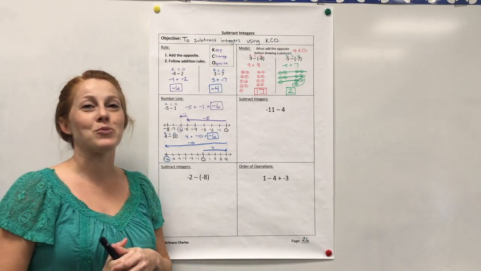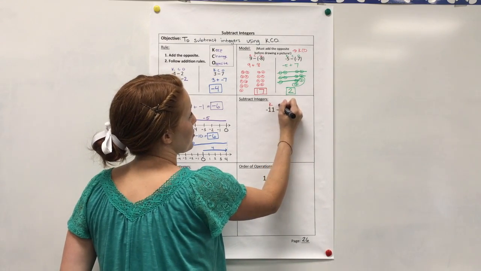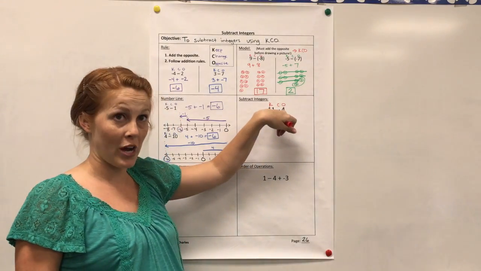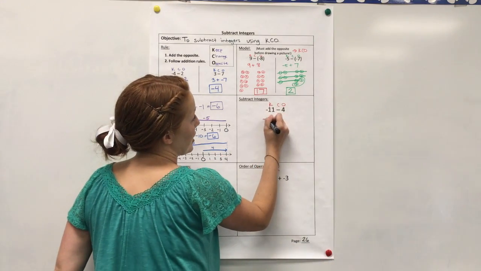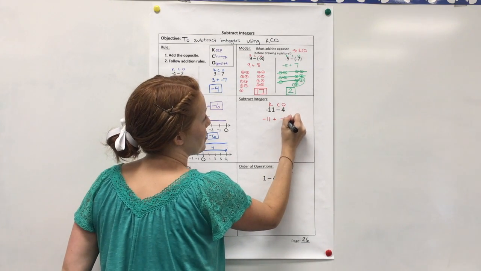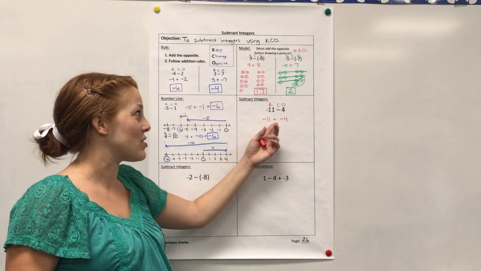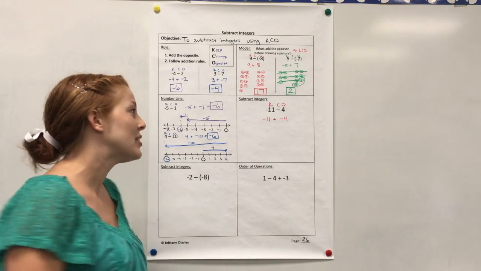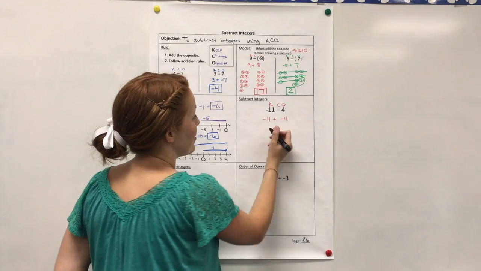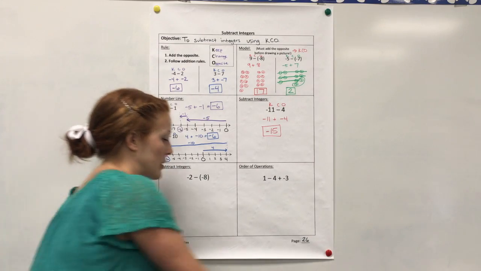Okay, now that you've had time to practice on your own, let's see how you did. First, we need to remember to do KCO. Remember, you're only going to do keep, change, opposite when it starts as a subtraction problem. So, I keep negative 11, I change the minus to a plus, and I make 4 into its opposite, which would be negative 4. Now, I follow the rules. Well, the song says, same signs, add. So 11 plus 4 is 15, and same sign, keep the sign, so negative 15.